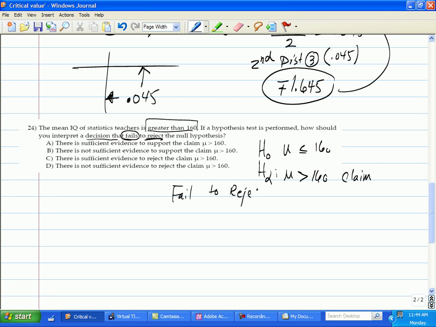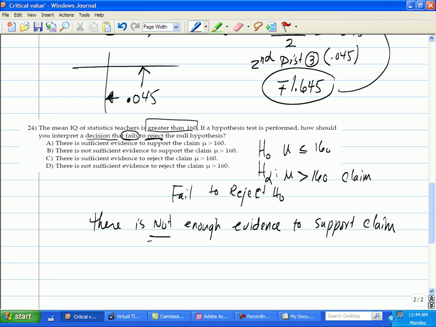When it is fail to reject, we always write there is not enough evidence to support the claim, because the claim is H alpha and we failed to reject H naught. This fail goes with the word not: there is not enough evidence to support the claim.